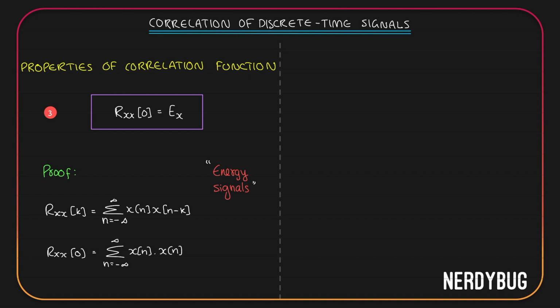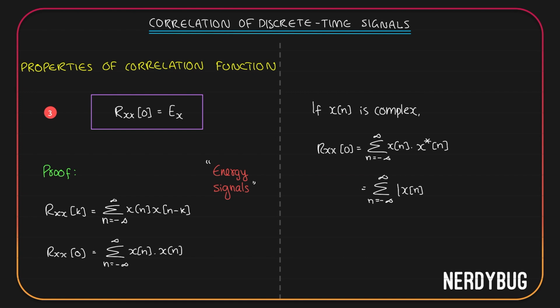Let's take the generalization here also. If x of n is complex valued, then Rxx of 0 becomes summation from n equals minus infinity to infinity x of n multiplied by x conjugate of n. But product of a complex valued function and its conjugate simply gives us the square of its magnitude. So this is summation from n equals minus infinity to infinity magnitude of x of n whole square. And this is what we call energy of x of n.